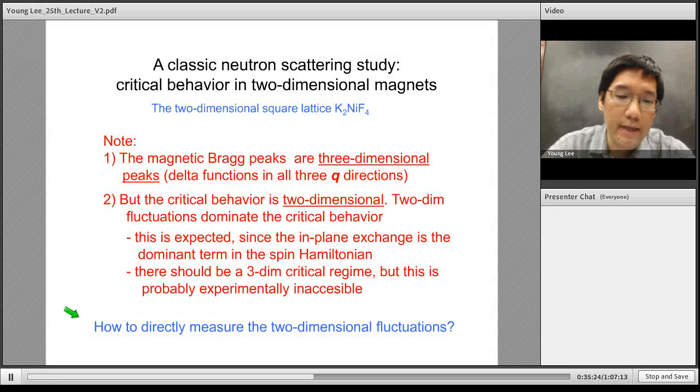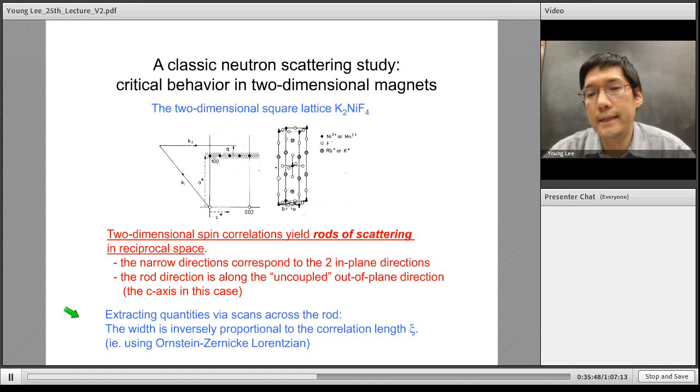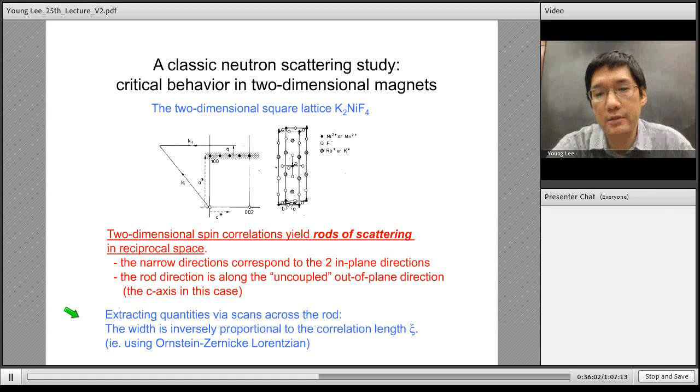So can we ask now, how can we more directly measure the two-dimensional fluctuations? There is a very nice way of doing that, and it's when you think about the fluctuations. Let's say you're slightly above Tn, so you're not ordered yet, but you do have fluctuations. You have these correlated regions that are growing in size as you cool down. These correlated regions are fluctuating, so they're not static yet, but you will get scattering from them. And their spin-spin correlations exist in the plane, not between planes.